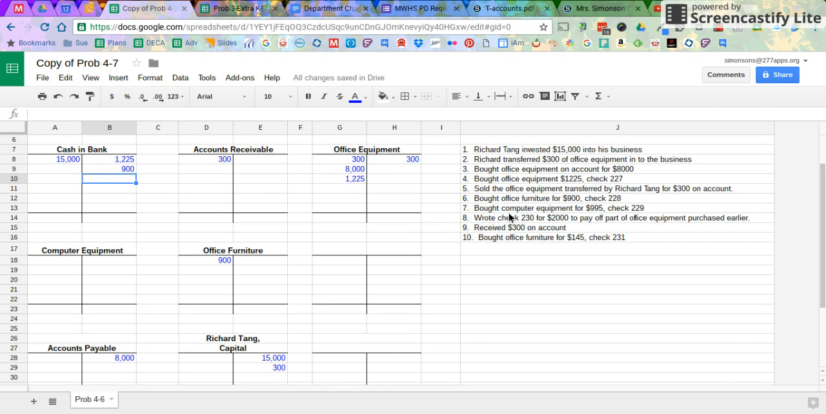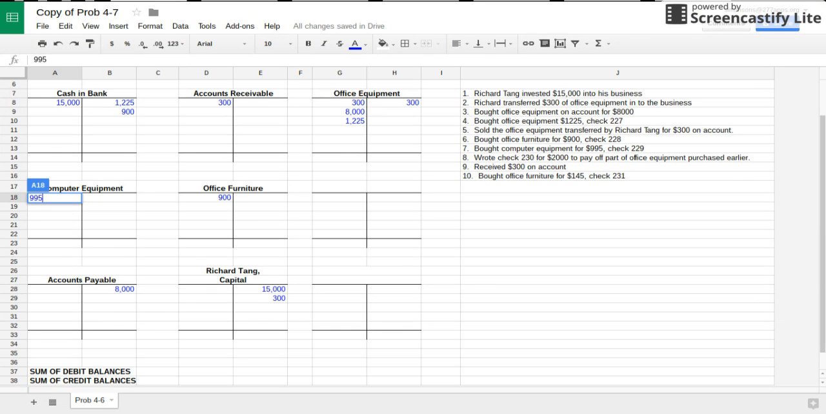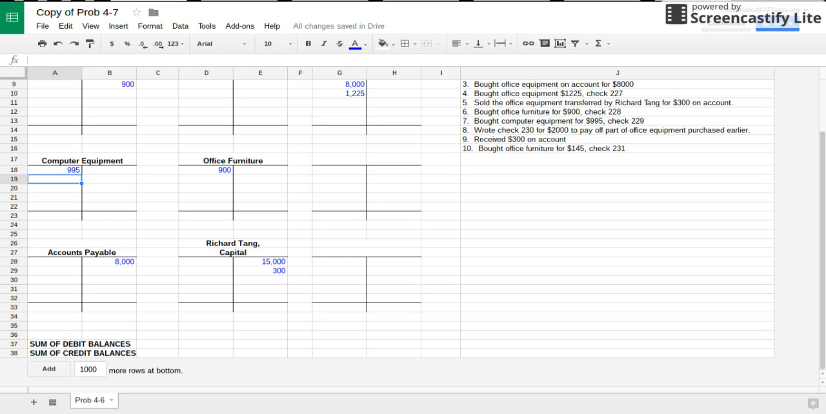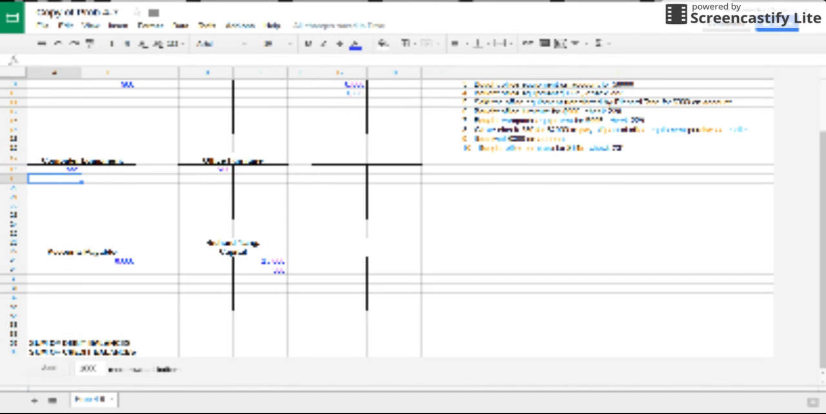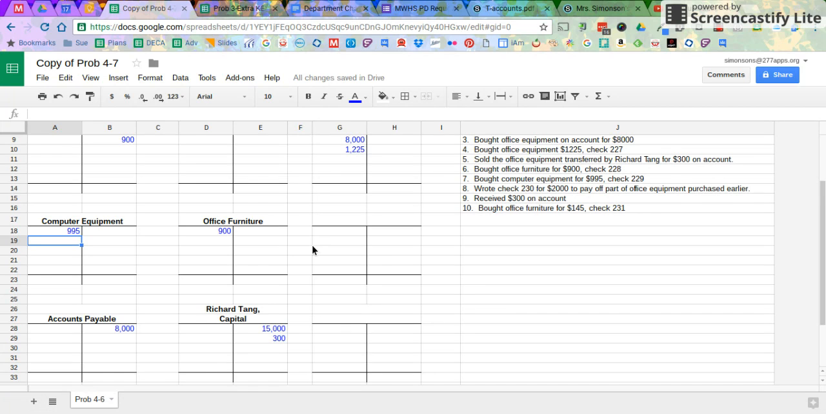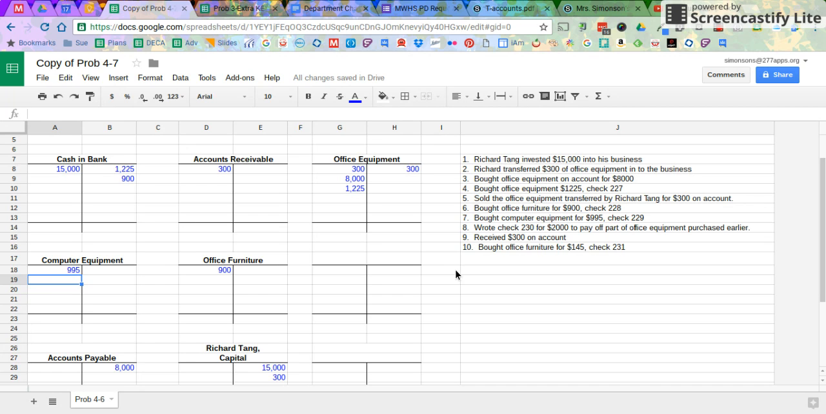Seven, we bought computer equipment for $995. Check number 229. So our computer equipment is increasing, and that's on the debit side. Not sure what I just did there. Just did a full screen something. There we go. Okay, so let's see. Our computer equipment went up, increased, and our cash is going down. So a decrease here.